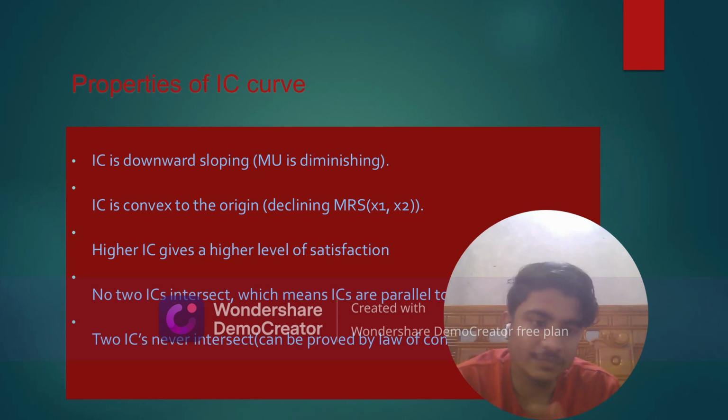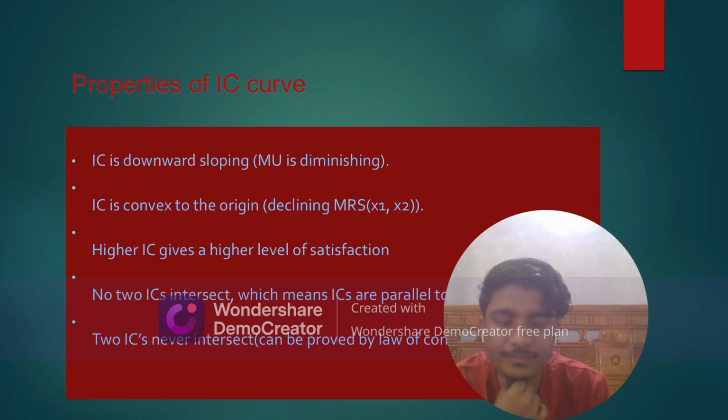Properties of the IC curve. Downward sloping: it indicates that as you consume more of one good, you must consume less of another to maintain the same satisfaction. Convex to the origin: it reflects the law of diminishing marginal rate of substitution, MRS, meaning as you consume more of one good, you are willing to give up less of the other good.